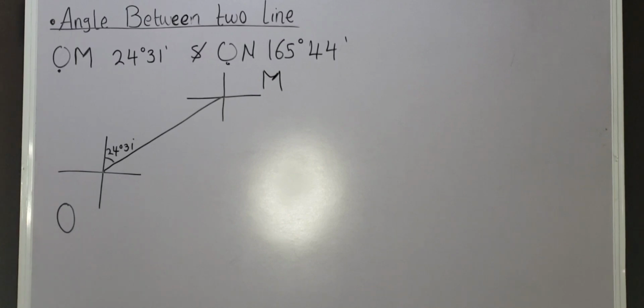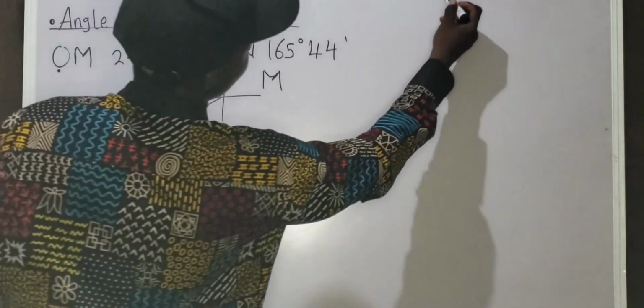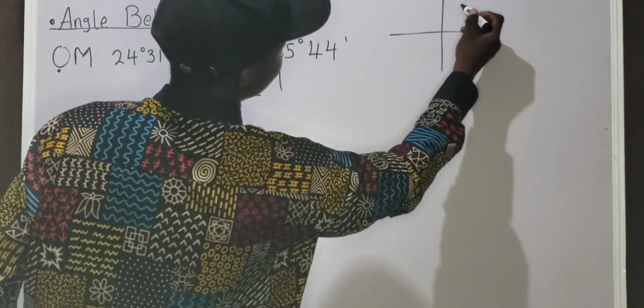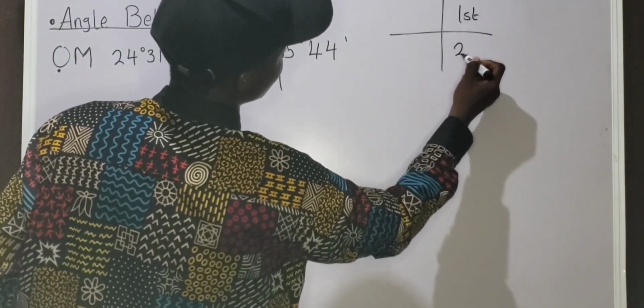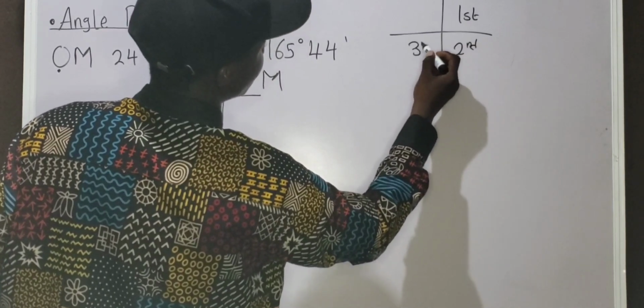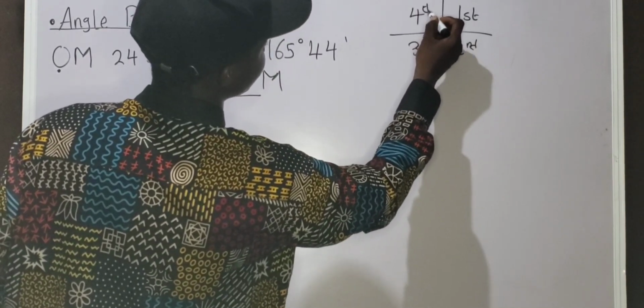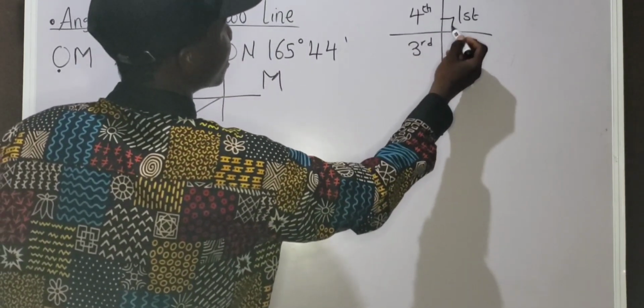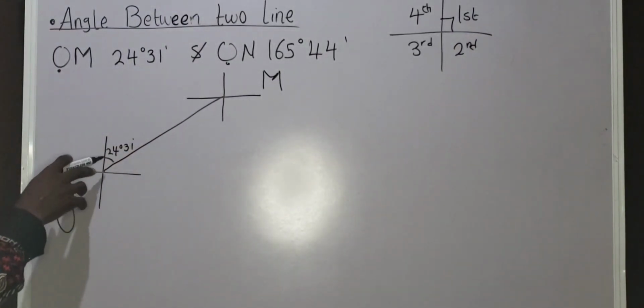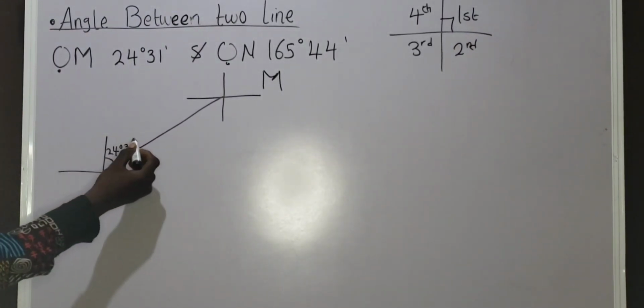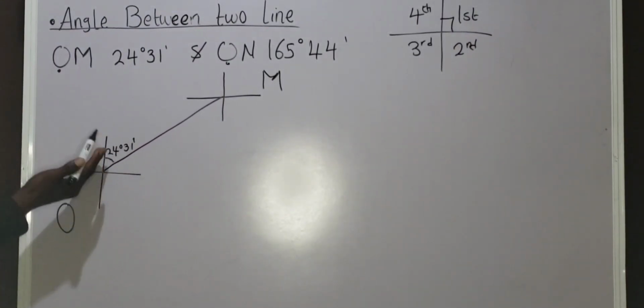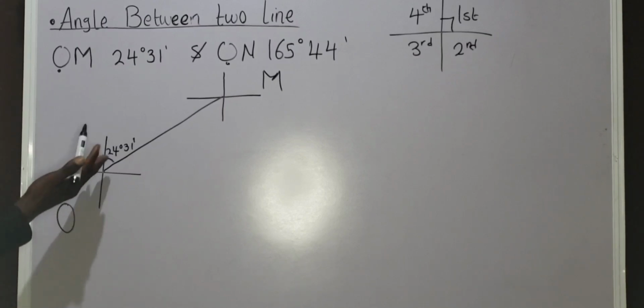Please, do you understand? If you didn't understand, you can pause the video and listen to the explanation again. We have four quadrants in bearing. This is the first quadrant, this is the second quadrant, this is the third quadrant, and this is the fourth quadrant. The first quadrant is 90 degrees, but 24 degrees 31 minutes is not up to 90 degrees. Therefore, it will be around the first quadrant. Do you understand? That is how I got this angle.